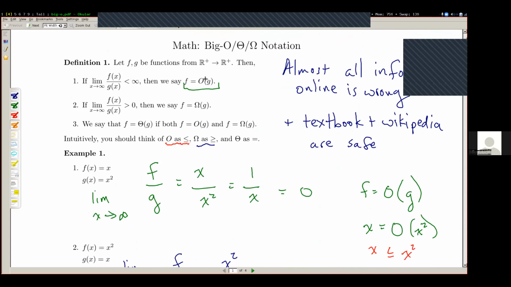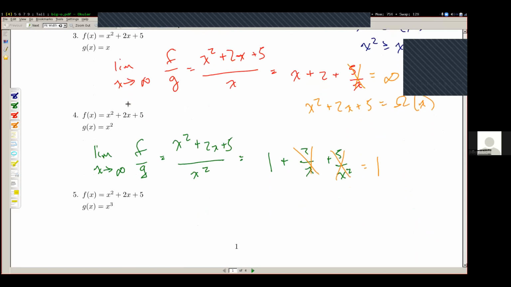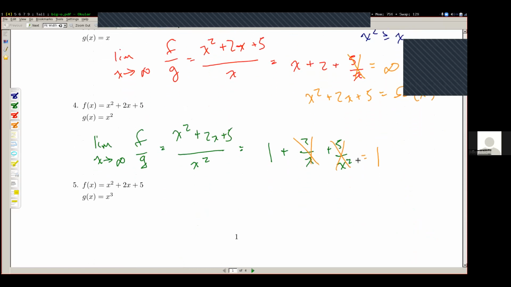And so if we come back up, look at our definition, 1 is less than infinity, so we can say that f equals O of g. 1 is greater than 0, so we can also say that f equals omega of g. And so we can say, in fact, that f equals theta of g, because it satisfies both this condition and this condition down here. So we say that, again, f equals theta of g, or actually substituting in the values, that x squared plus 2x plus 5 is equal to theta of x squared.